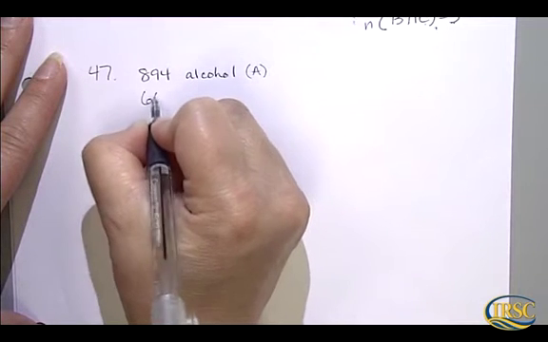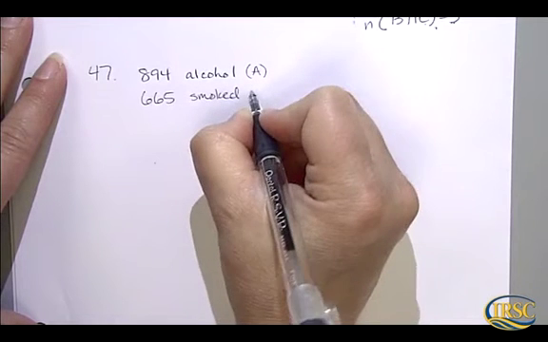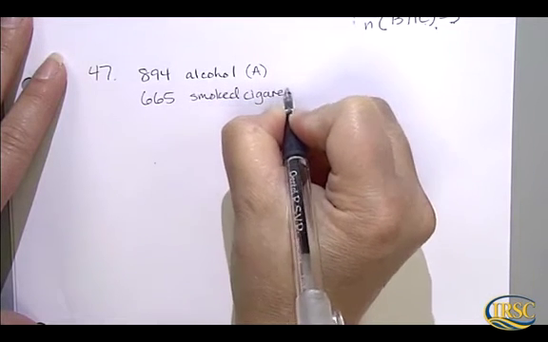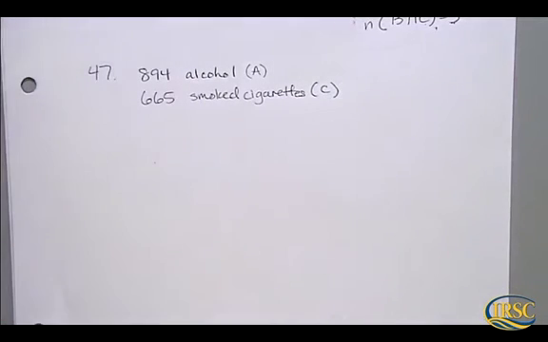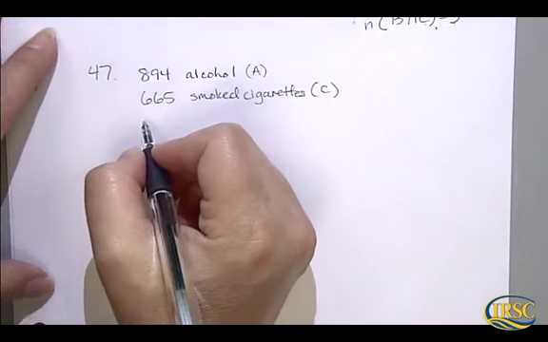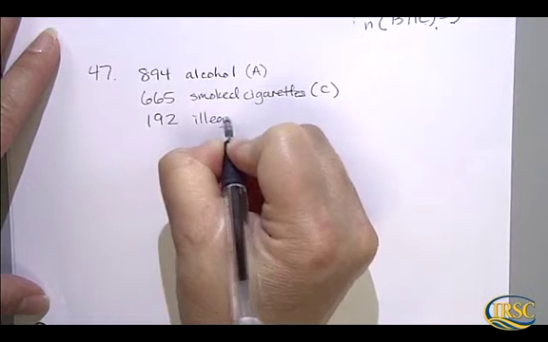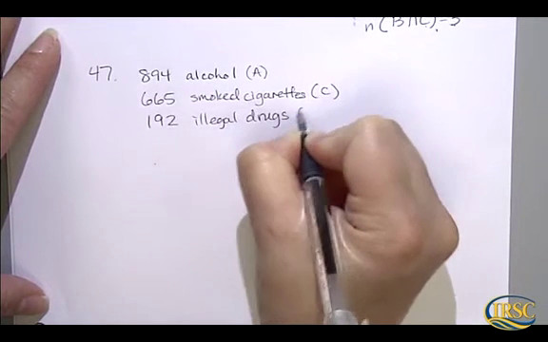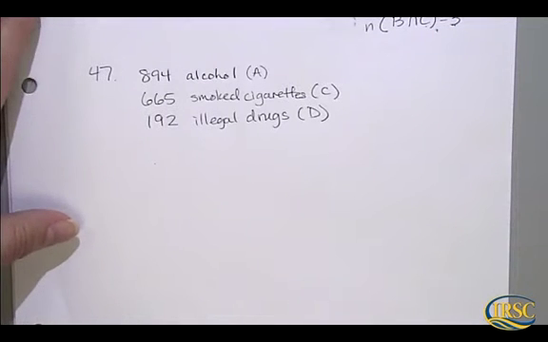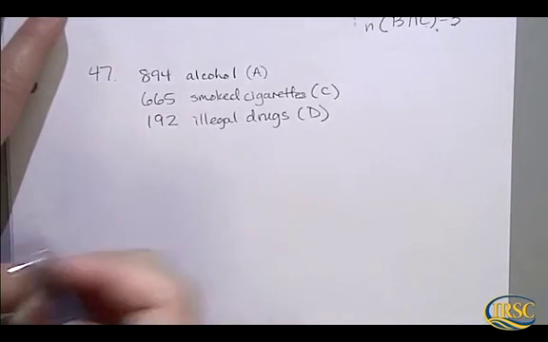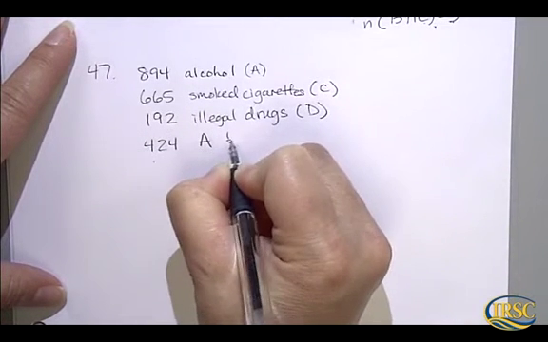665 smoked cigarettes, so 665 smoked cigarettes. I'm going to call that C for cigarettes. You could call it S for smoked, however you want to label it. 192 used illegal drugs. 192 illegal drugs. So I'm going to call that D for drugs. 424 drank alcohol regularly and smoked cigarettes. So 424 did A and C.